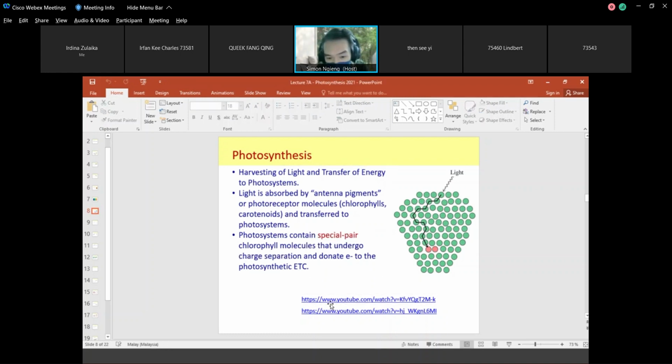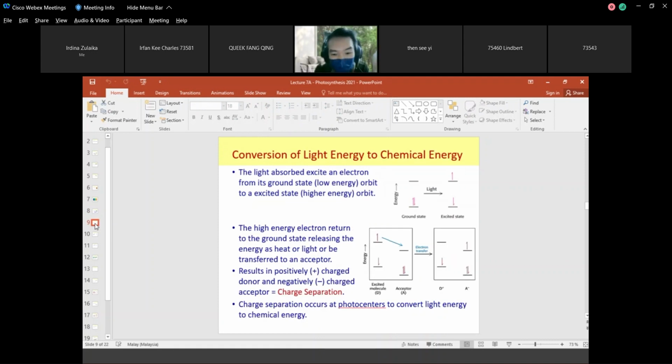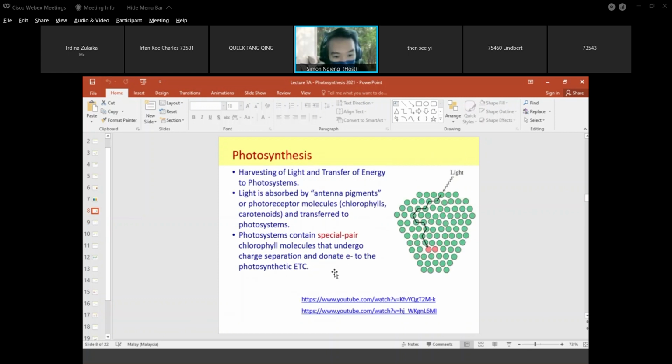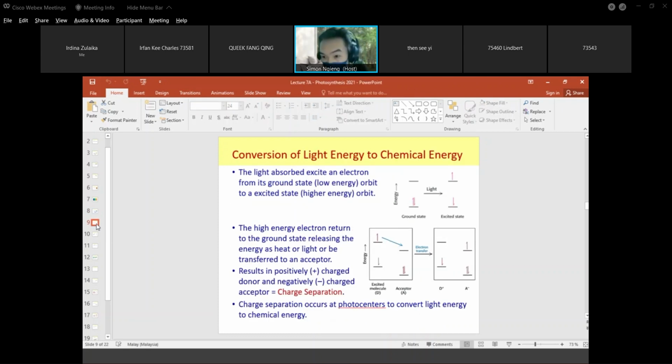If you are interested, you can actually look at these 2 videos as well. Charge separation is basically the production of a molecule which is the donor, which is positive, and the acceptor, which is negative. So if you follow this sentence here, donate electron to the photosynthetic electron transport chain. The electron comes from the special pair. Once the special pair receives the energy that they want, the electron there is going to be excited.